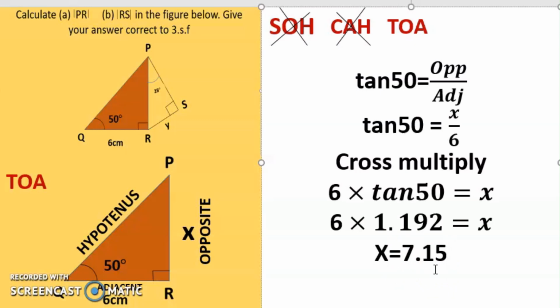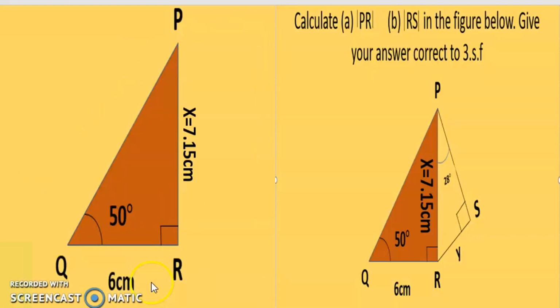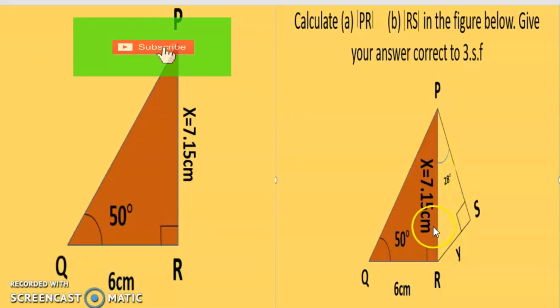Remember, if you want to change to 3 significant figures, this is the first, second, third. The next number is not up to 5. So you round down, so it becomes 7.15 centimeters. Since we have gotten PR to be 7.15 centimeters, I can replace it back into this diagram. So PR is 7.15 centimeters.